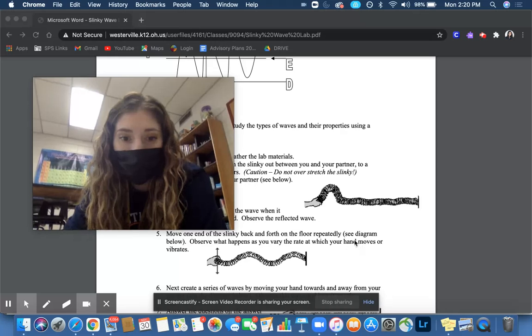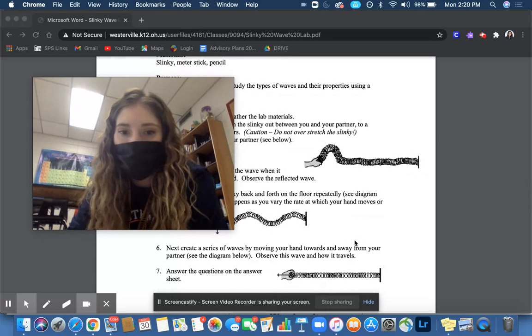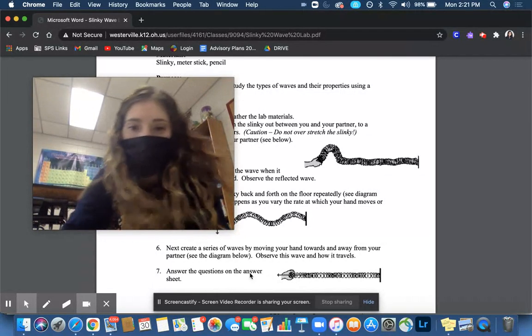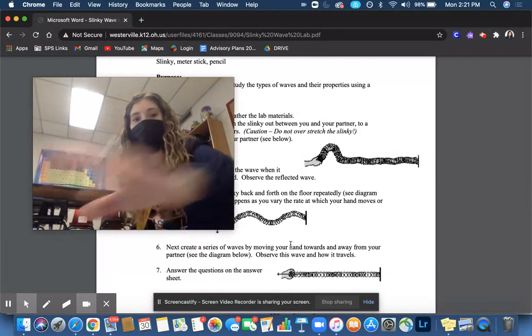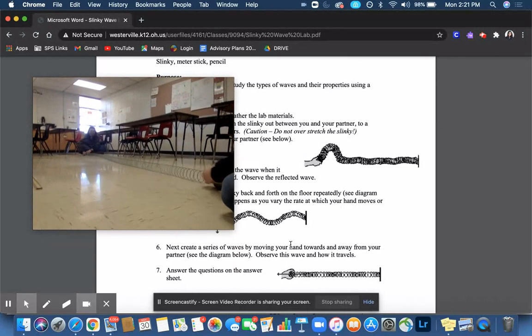Now it says, next, create a series of waves by moving your hands towards and away from your partner. See diagram below. So I'm going to push and pull. Observe this wave and how it travels. Okay, so we're going to observe this wave. So it might be a little hard to see. We might need to make them pull more so that it's tighter, like grab more slack. Yeah, that'll probably be good.